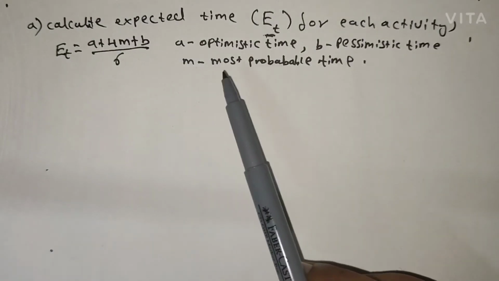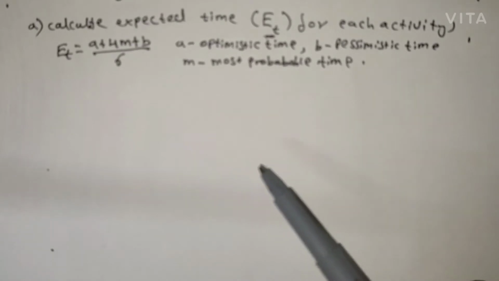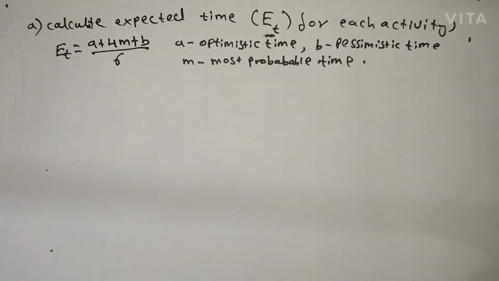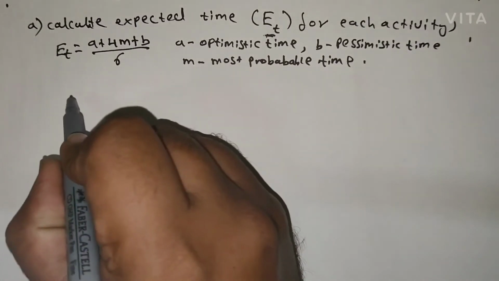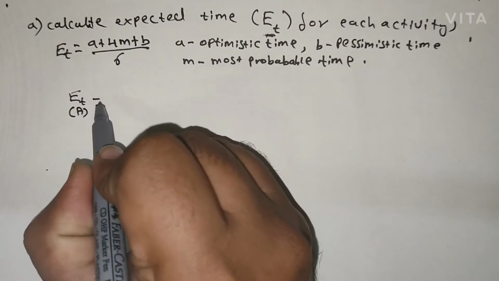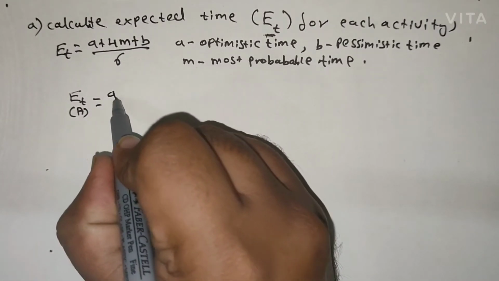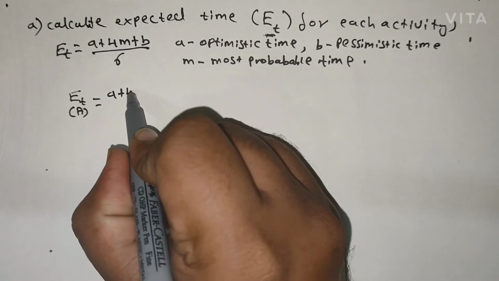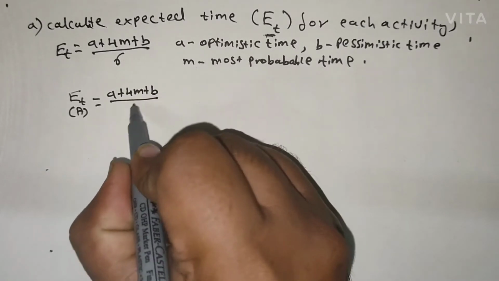So as you see, this is the formula. We'll solve for each designated activity. How many activities are there? There are 7 activities. Those are A, B, C, D, E, F and G. So we'll calculate the expected time for all these 7 activities. How will we calculate that? The expected time E of t for activity A, the formula is as written above, a plus 4m plus b divided by 6.